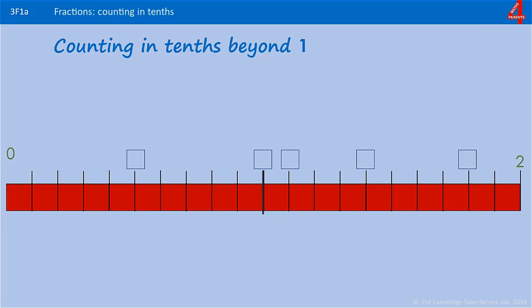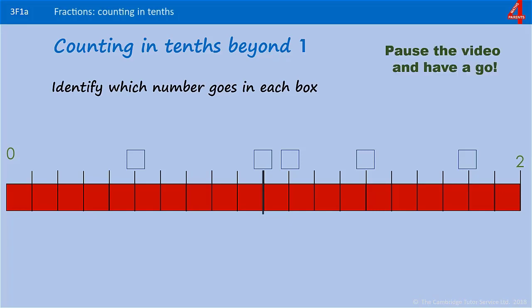This line represents from 0 to 2. See if you can identify which number goes in each box on the number line. Pause the video, have a go.